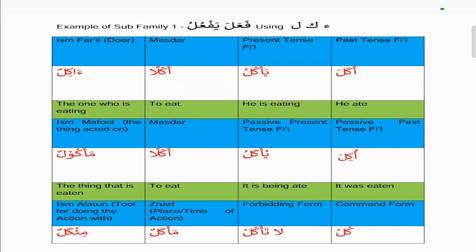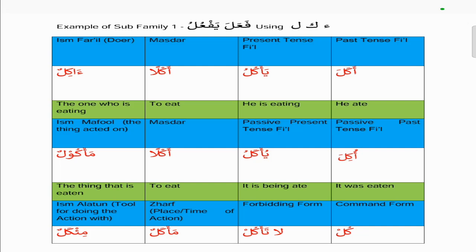So an example of subfamily 1, which is fa'ala yaf'ulu, we will use hamza, kaf and lam, which means to eat. So in the past tense is akala, which means he ate. In the present tense is ya'kulu. So if you see, the fa has been replaced with the hamza, the ain with the kaf, and the lam is still a lam. So ya'kulu is he's eating.